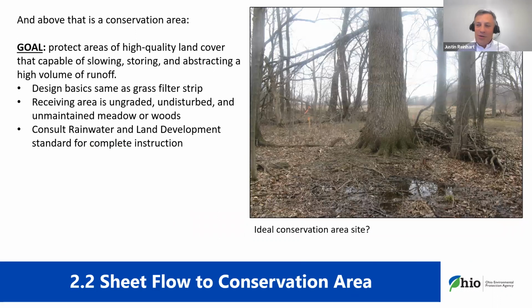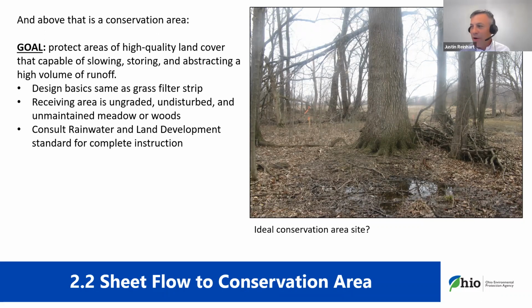Okay. So as I said, if you got a lot of trees in that area, well, now we're starting to get into the third tier, sort of the highest credit you can get in these areas, which is a conservation area. In other words, an unmaintained area, not of a turf grass, but now with woodland cover, meadow cover, prairie grass type cover. We've got high quality land cover that's capable of slowing, storing, and distracting a higher volume of runoff.